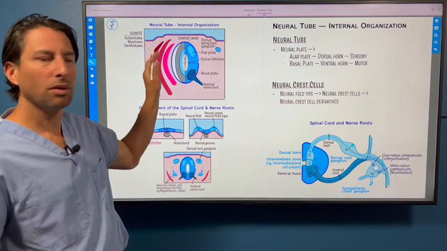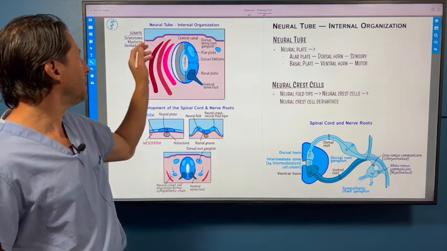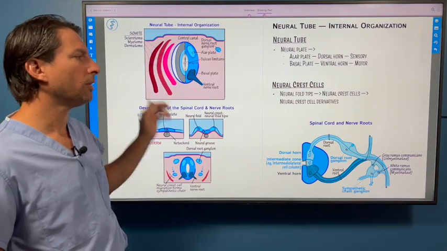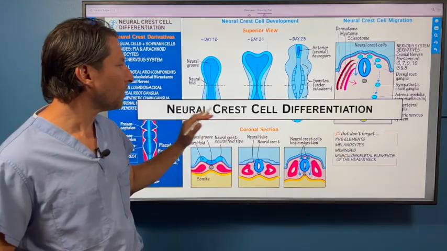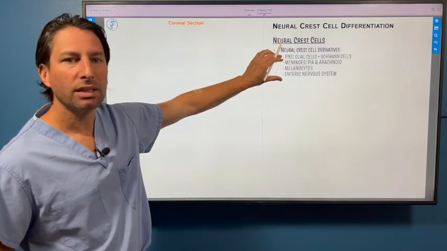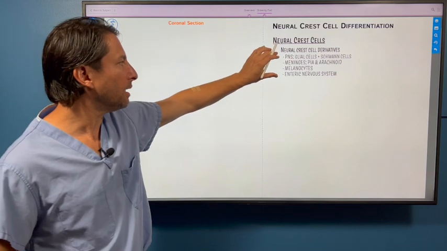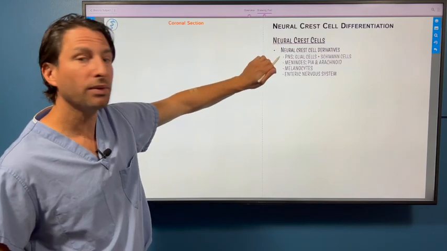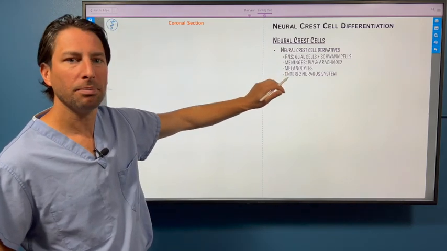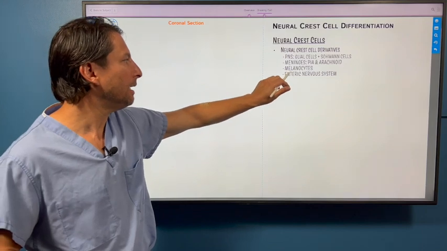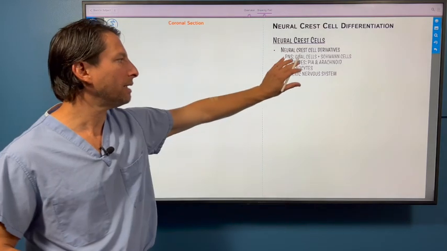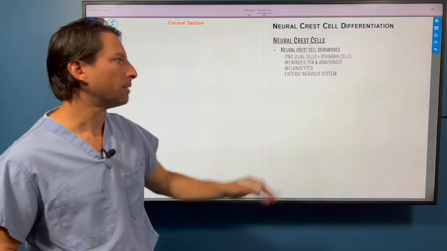And then we talked about these somites. So the somites differentiate into sclerotome, think bone, myotome, think muscle, and then dermatome, think dermis. Neural crest cell differentiation. These are some core divisions of, or core differentiating structures from the neural crest cells. There's a peripheral nervous system, which we've mentioned, the meninges, melanocytes, so pigmentary cells of the skin, and then the enteric nervous system, the gastrointestinal system. So a wide variety of structures, and that's what makes it challenging to remember all this.